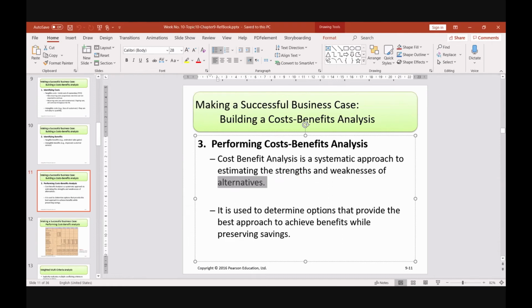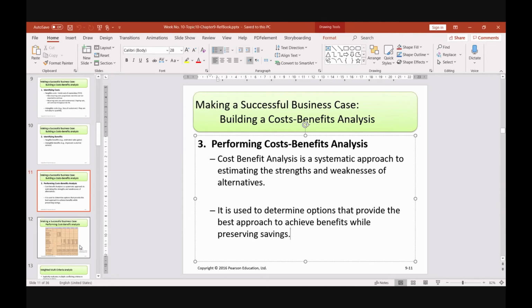It is used to determine the options that provide the best approach to achieve benefits while preserving savings. So when you are presenting the case, you are going to present different solutions, and for each solution you will do your analysis, and in that you will come up with the best fit for the organization, or maybe the executive management will decide which option we should go with.